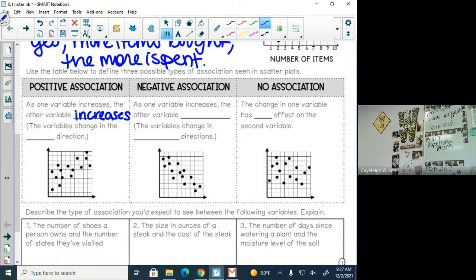So, all right, the variables change in the same direction. So they're going up, up, up, up, up.